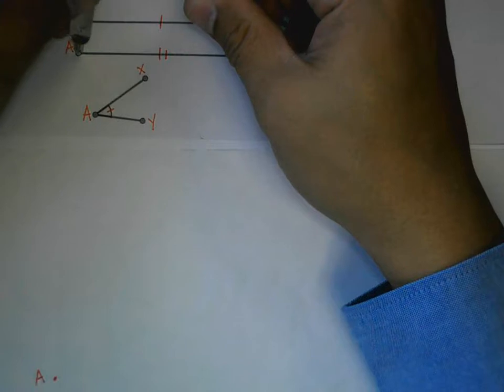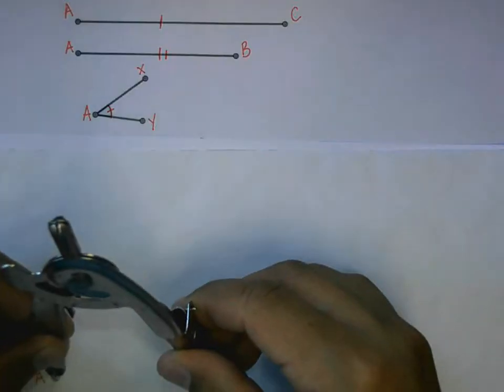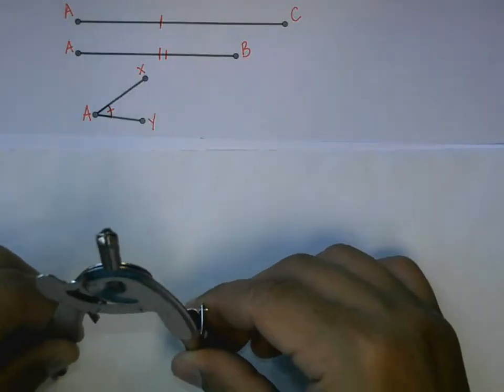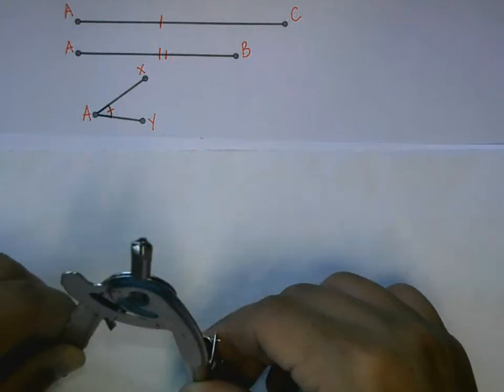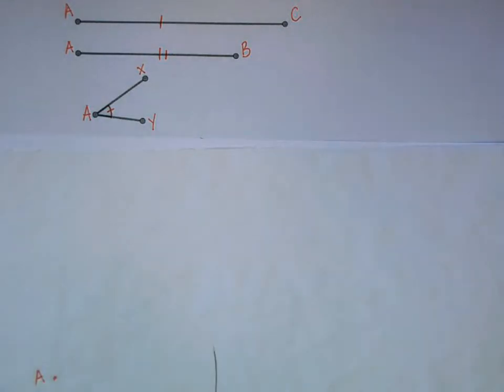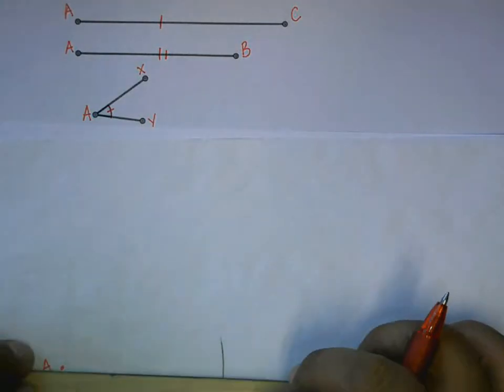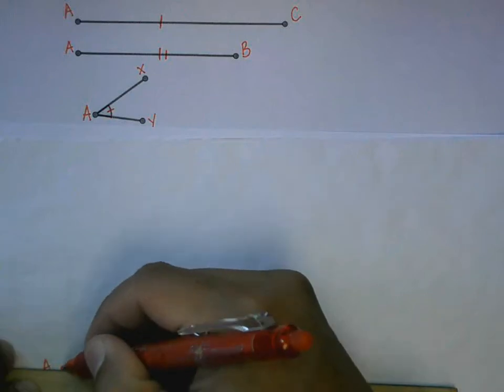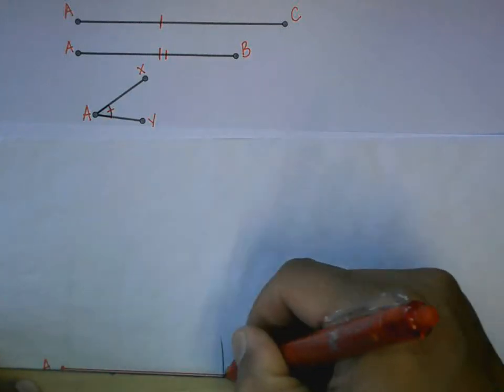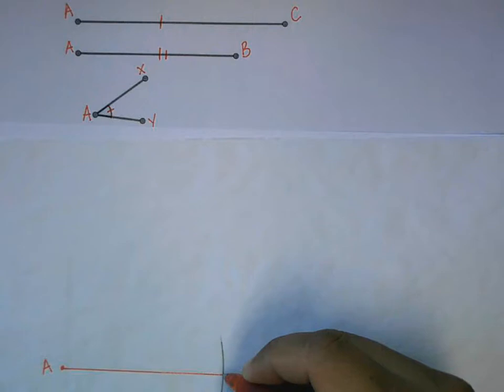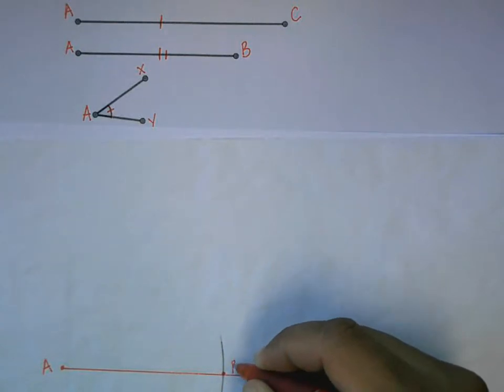Put the needle on A and the pencil on B, and then transfer it over. Okay. And I'm going a little fast here because I am presuming that you've done this before and you know how to replicate some of these things. So we're going to extend or draw a segment from A through the arc, and we're going to label that point B.